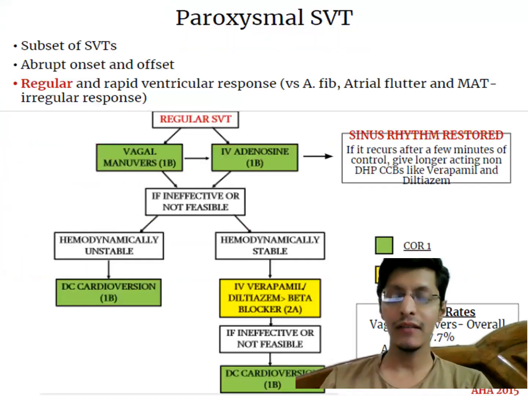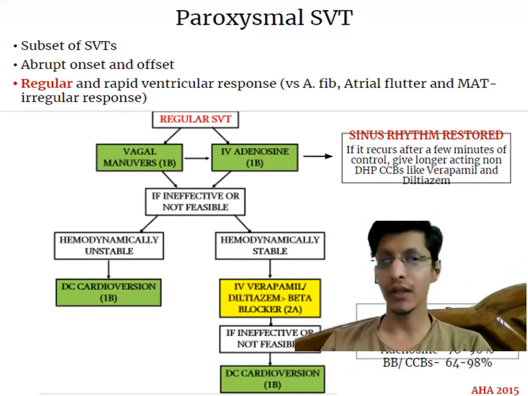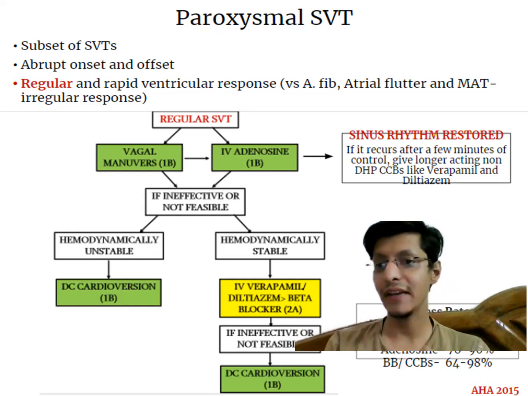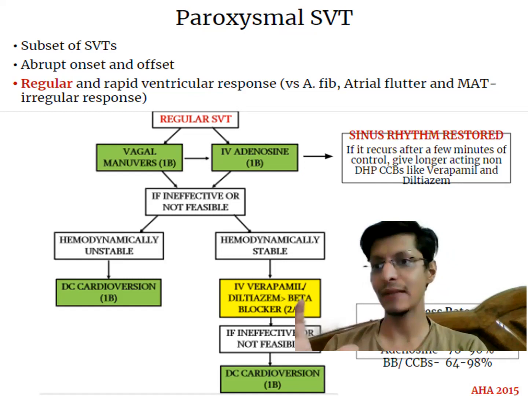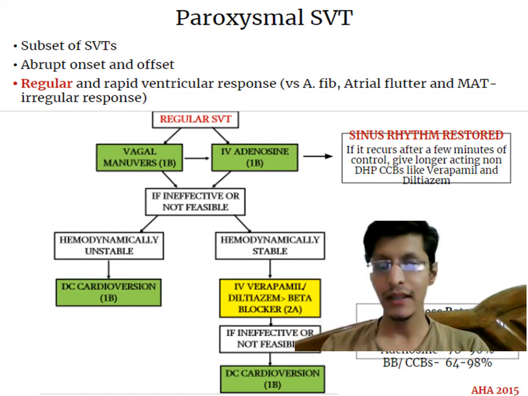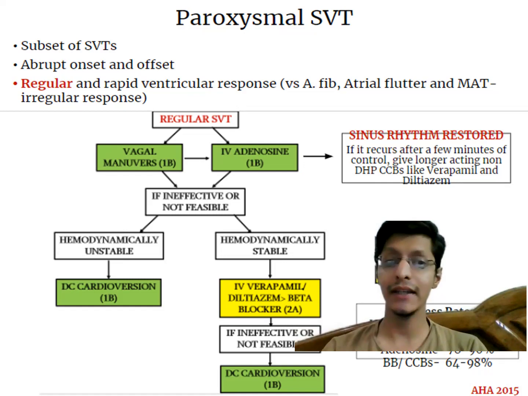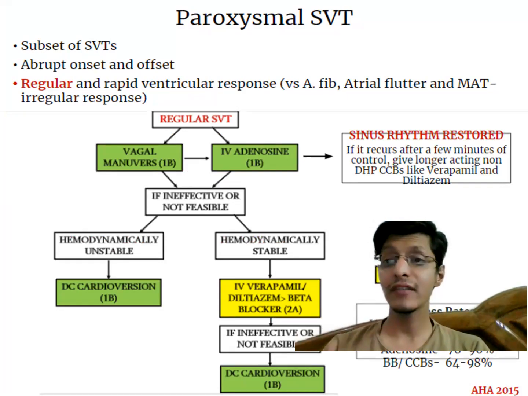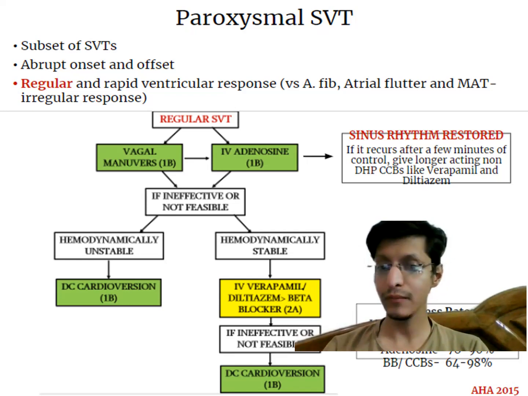Then we have paroxysmal supraventricular tachycardia, the most important one, PSVT. So what is the treatment? You give a unilateral vagal maneuver. After that, you give IV adenosine, rapidly, 6 mg IV followed by a normal saline bolus. If it is not relieved, you give 12 mg and then 18 mg. It is contraindicated in patients with asthma, as it will cause bronchoconstriction. If the patient is hemodynamically unstable, we will go for DC cardioversion. If the patient is hemodynamically stable, you will give IV verapamil or diltiazem. Diltiazem is preferred over beta blockers.